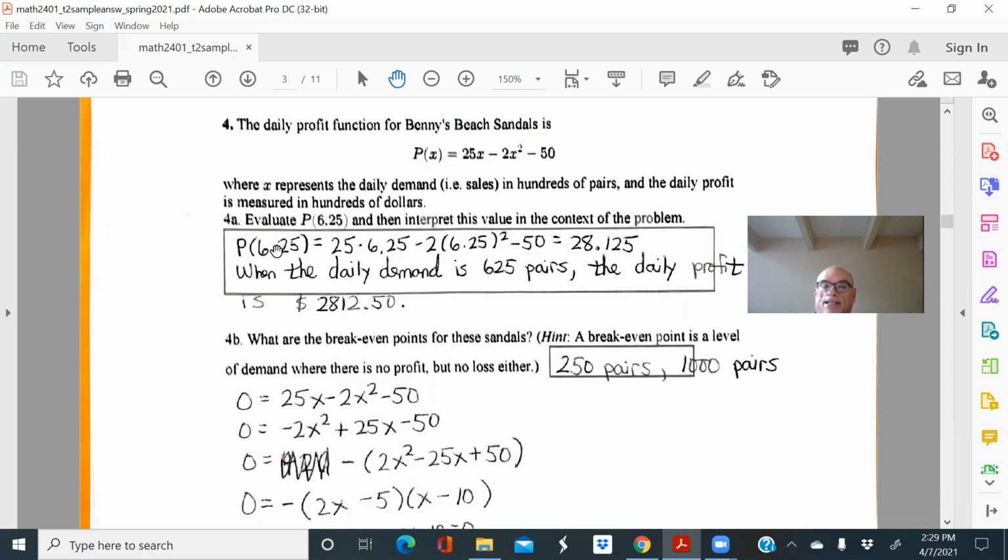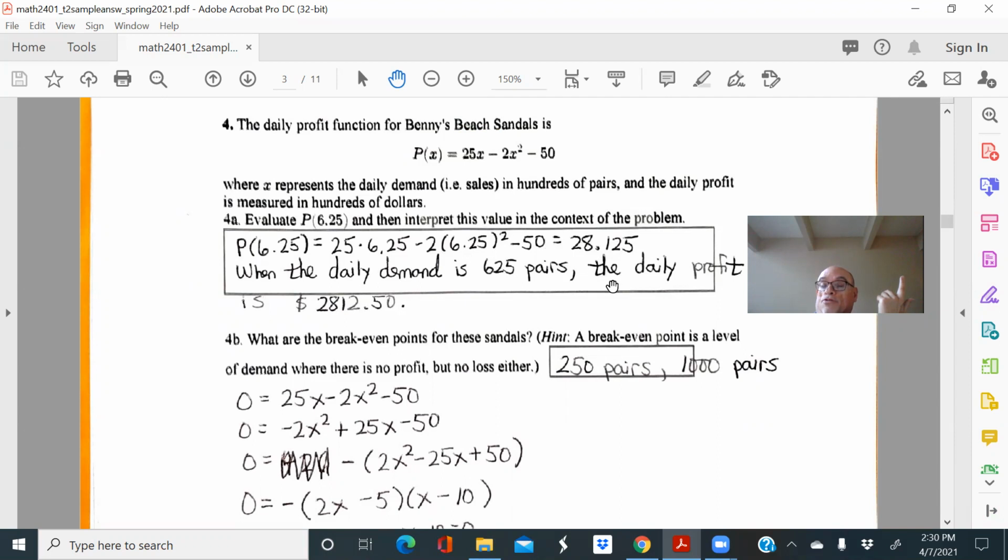So what is that telling us? That tells us when our daily demand is 6.25 hundred pairs, so that's 625 pairs, remember, our demand is measured in hundreds, then the daily profit is going to be 28.125, because we're measuring our profit in hundreds of dollars.